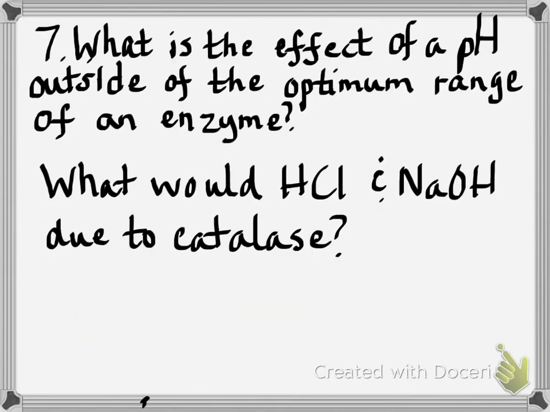Okay, number 7, what's the effect of a pH outside the optimum range of an enzyme? If you go outside, let's say 6 to 8 on the pH scale, what happens to the enzyme? Like if you have a pH of 4 or a pH of 10, what do you think the enzyme would do? It would denature. It would not work. Yes.